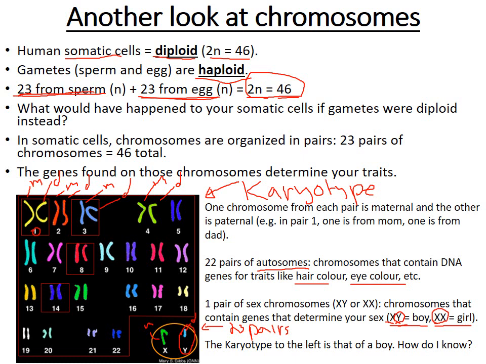So again, autosomes are the chromosomes that control everything but sex, and that's simplified. And then your sex chromosomes are the chromosomes that control your sex. But there's other genes on there in reality. It's just that we simplify it and say that they only control your sex, but there's much more on there than just that.